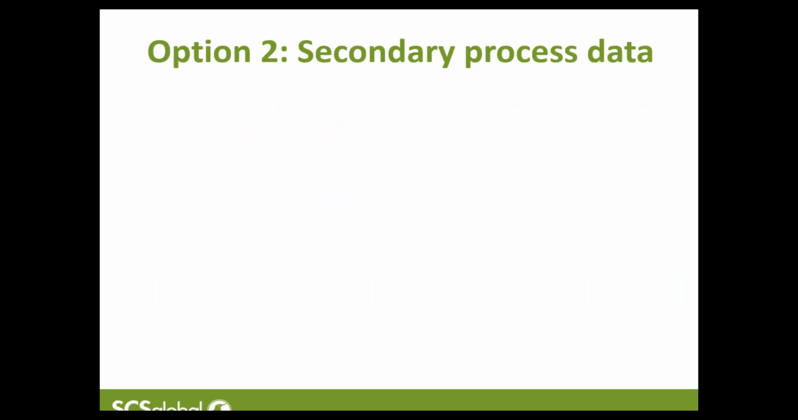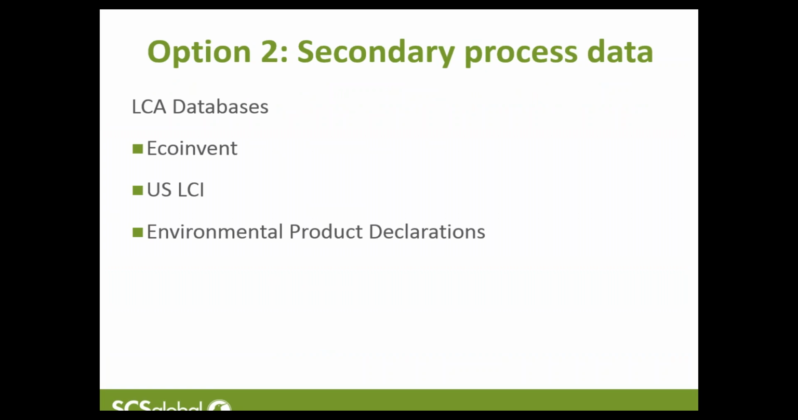If you're unable to get supplier data, or for those gaps where you simply can't get supplier data for whatever reason, secondary process data is sort of option 2. This is also called average data. So this involves things like life cycle assessment databases. Two of the most common ones are EcoInvent, or the U.S. Life Cycle Inventory database developed by the National Renewable Energy Laboratory. There also might be things like environmental product declarations, which could be useful to you based on your specific context. So these are really good resources for filling in the secondary process data.